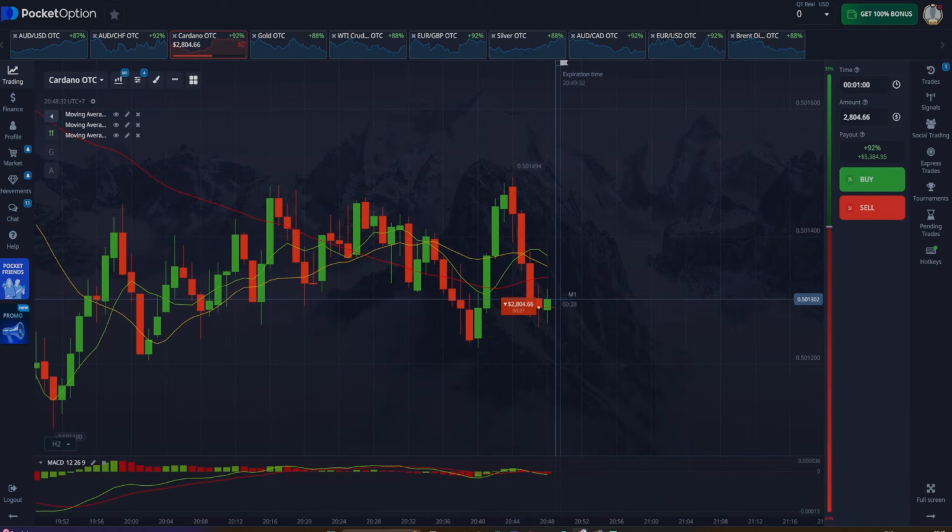I'm entering a sell because the MACD crossover is valid. The strategy is simple. Follow the market direction when the technical signal gives a strong confirmation. Let's see how the price reacts.